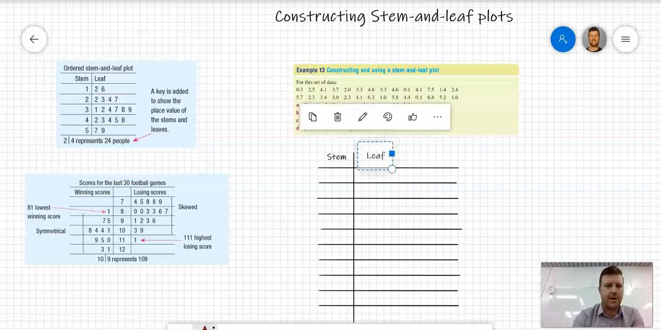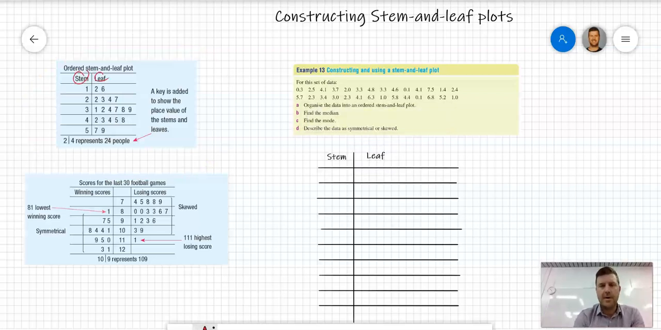There's two parts to a stem and leaf plot. You've got your stem number and your leaf number. And the key at the bottom of a stem and leaf plot tells us how to read the data included in that stem and leaf plot. So, the stem number 2 and the leaf number 4 represents the data point 24, the number 24.